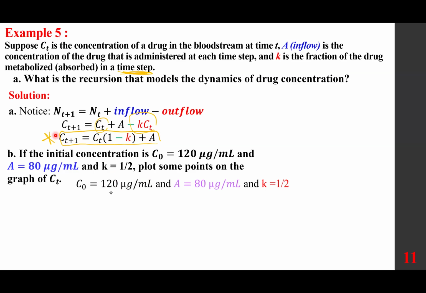By the way, C sub 0 normally is 0 when we are dealing with patients, because to begin with they don't have any medication in the body, okay? But anyway, with that being the case, we are going to write C sub t plus 1 is C sub t times 1 minus 1/2, plus A, which is 80. Everybody knows 1 minus 1/2 is 1/2. So that's a general formula now.